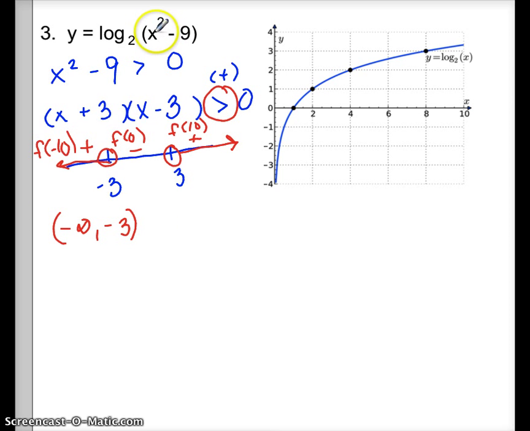Remember, if we equal 3, 3 squared is 9, 9 minus 9 is 0. We cannot take the log of 0 because there's a vertical asymptote there at the parent function. So this is the domain of our function.